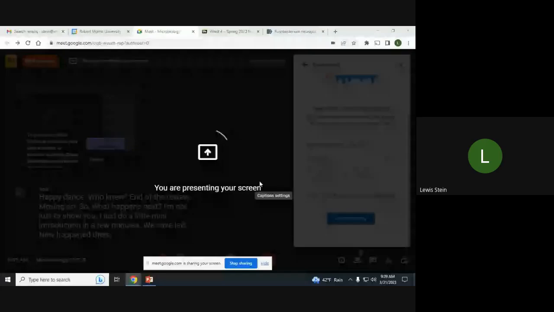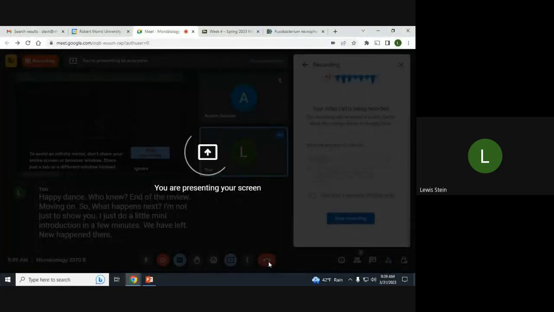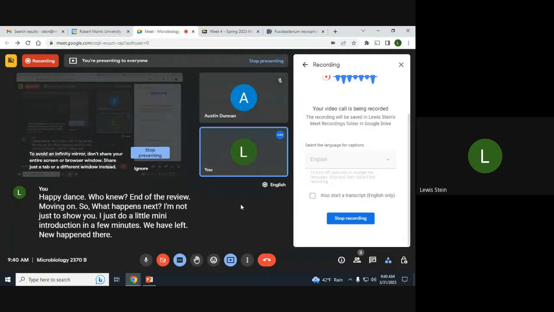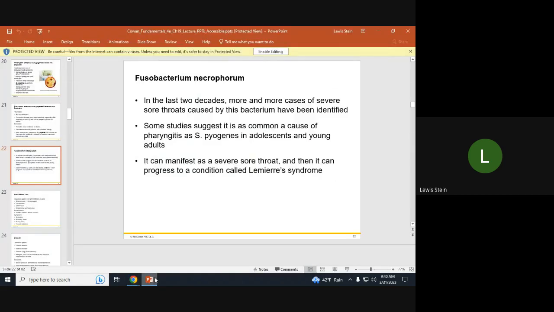What happens next, I might as well just show you. I'll just do a little mini introduction in the few minutes we have left. Come on, light up. I see light. So I started to scroll through this, and you'll see it here. Here's one I didn't even know about. That's a good thing about getting a different textbook that's more updated. I heard about it because I'm out of the loop.